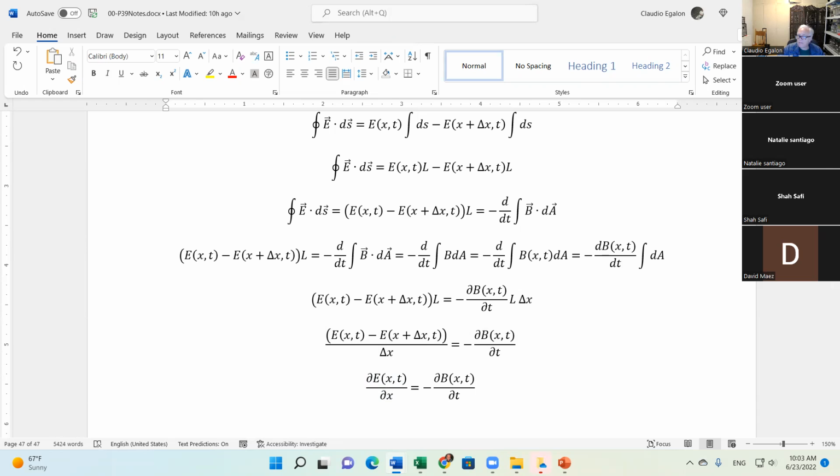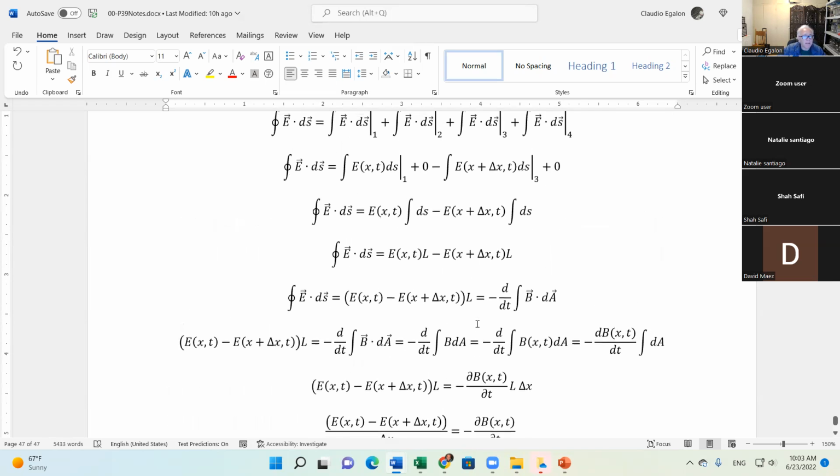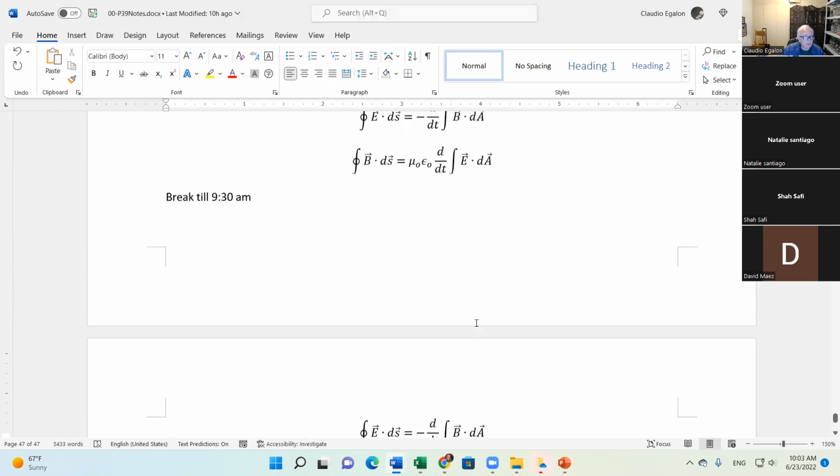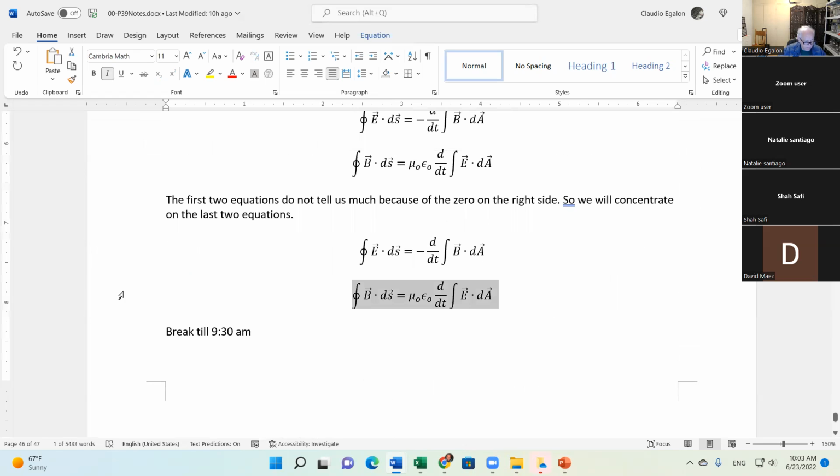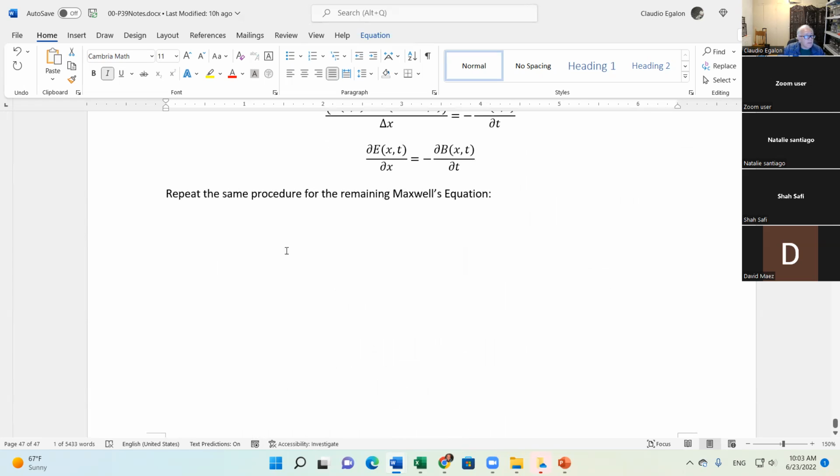First partial derivative equation. Okay. And then we repeat the same procedure for the remaining Maxwell equation. I'm not going to do that because it's going to take too long. This has already taken us 2 hours to do, so it might take another 2 hours to do this one as well, but the procedure is very similar. Okay, here you go.